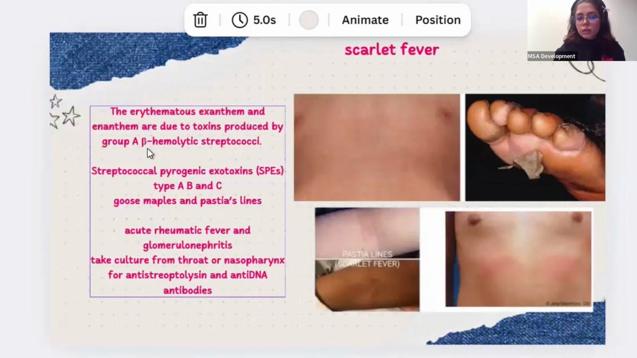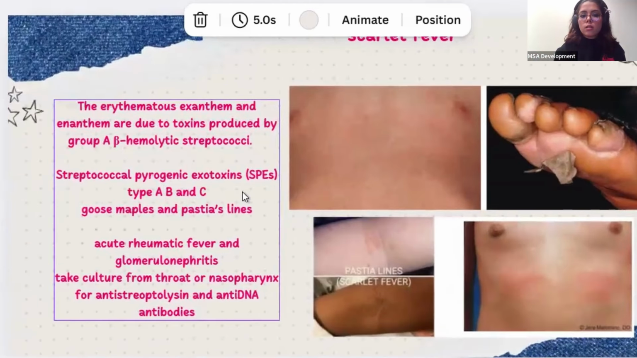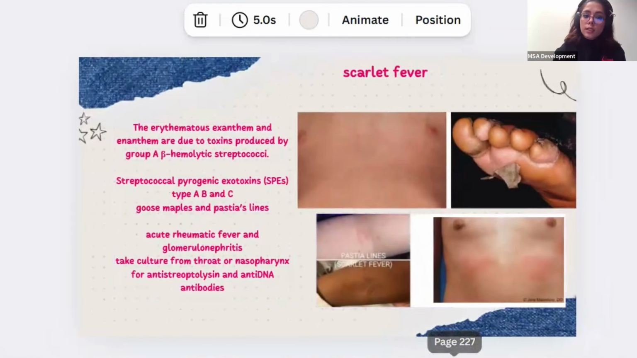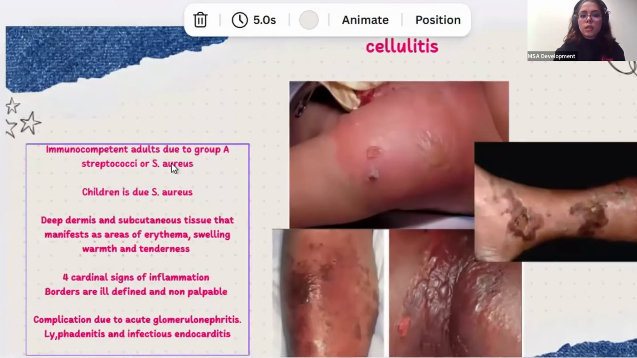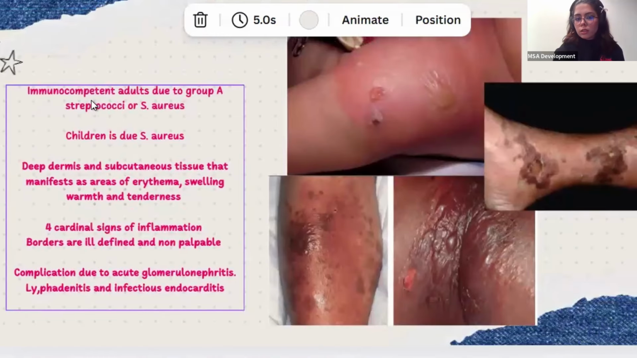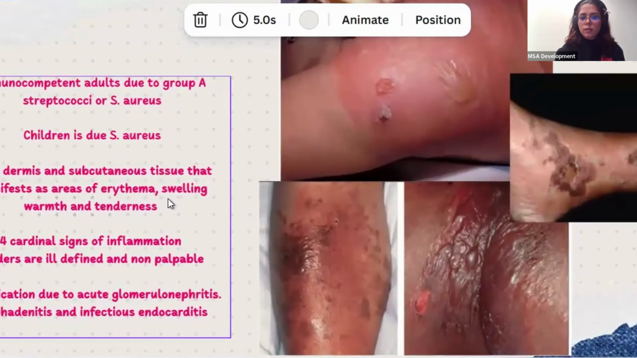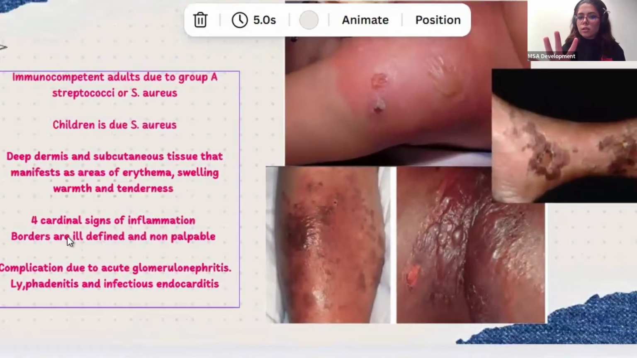Scarlet fever, group A beta hemolytic streptococci, pyrogenic exotoxins, goose maples and pastilla lions. Not really important, added for completion. Cellulitis, very important. It occurs in immunocompetent adults due to group A streptococci or Staph aureus. In children, due to Staph aureus, deep dermis and subcutaneous tissue that manifests as areas of erythema.